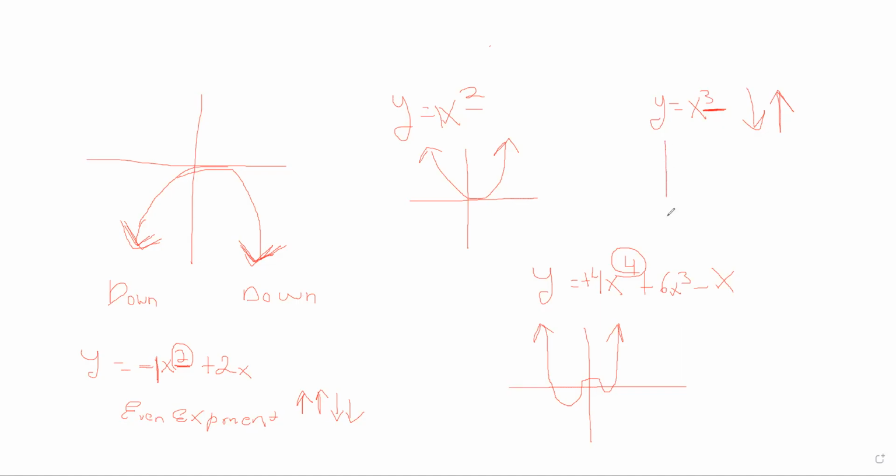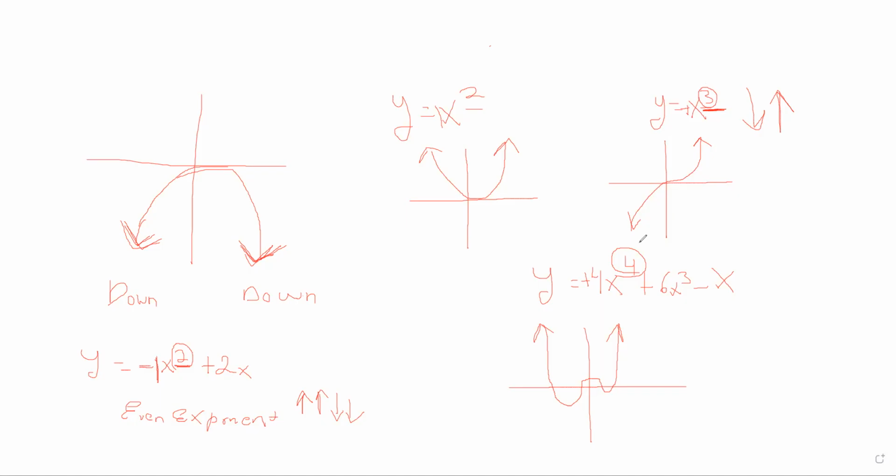If we draw our graph, because it's a positive leading coefficient and an odd exponent, the graph is going to start downwards, like this, and then it goes upwards. So this is a down-up motion.